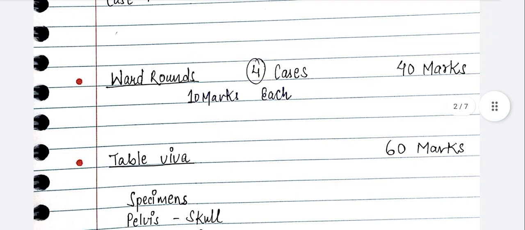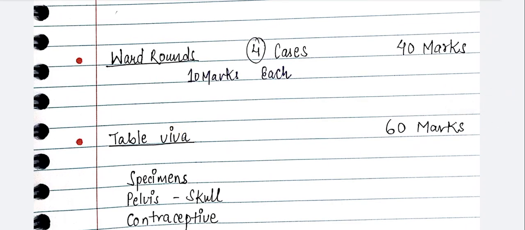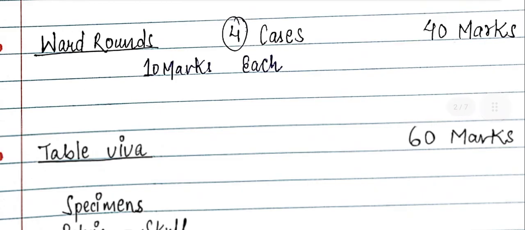Then the second thing is ward round. Ward round will consist of 4 cases, each of 10 marks, so 40 marks in total. There the examiner will tell the PG or a resident to describe a case to you, and then you have to ask questions on the basis of the scenario. Like they'll present you a case of post-op day 1 of cesarean, or post-op day 1 of, suppose, ectopic pregnancy or hysterectomies. Then you have to ask questions based on those scenarios. After that the examiner will ask you questions.